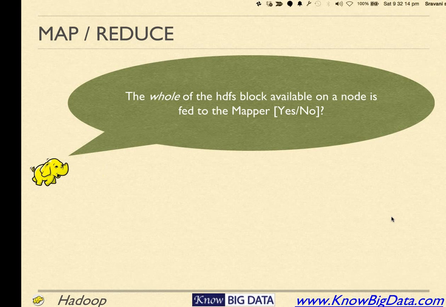Anu's question is, is there any specific location on the local file system? It's generally in /tmp. /tmp is the location where all the temporary data is kept.